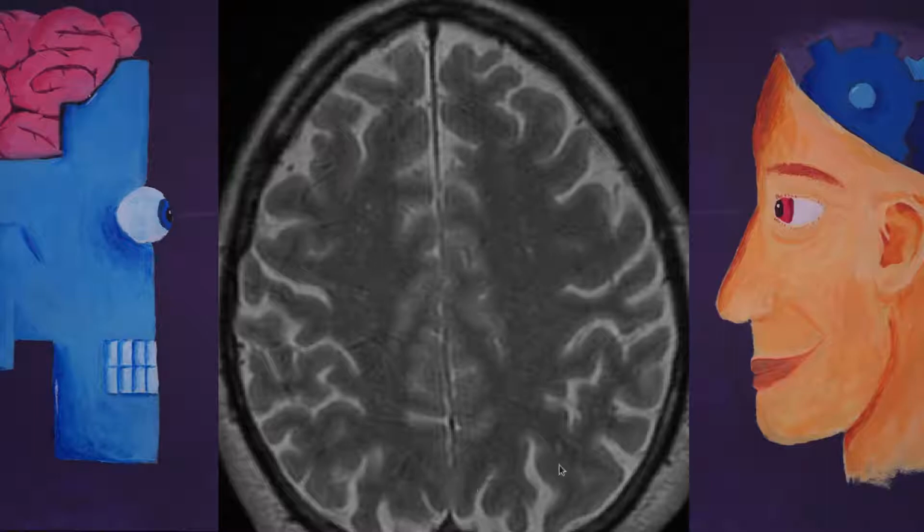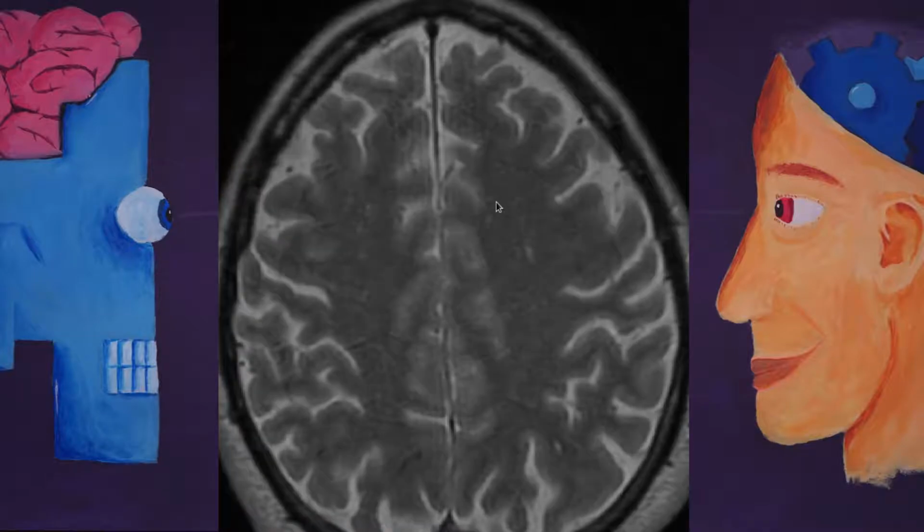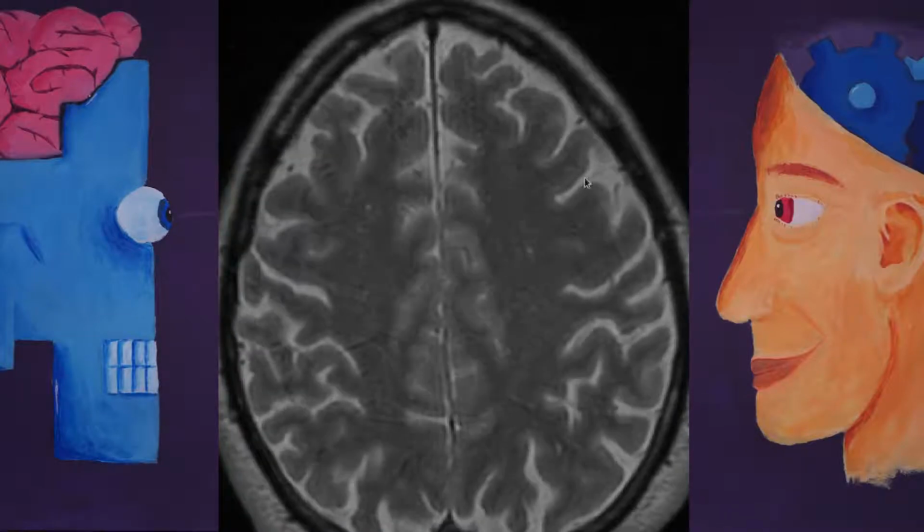So nothing in the gyri. Here there is some, so 3, 4. This one, but it's quite small. Yeah, so you see this, I would say something like 4.